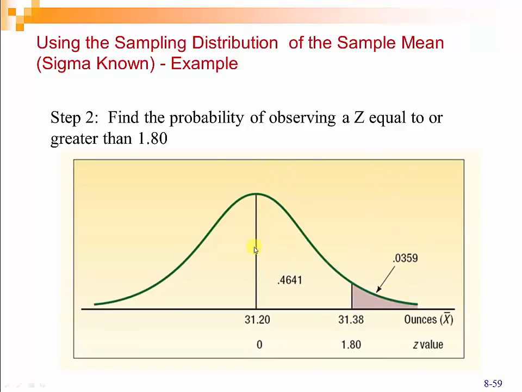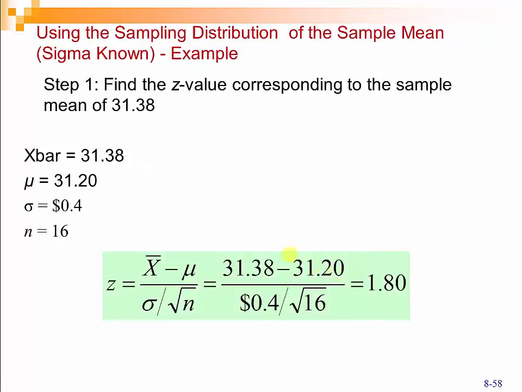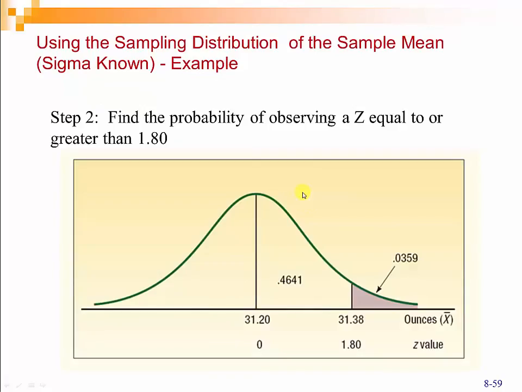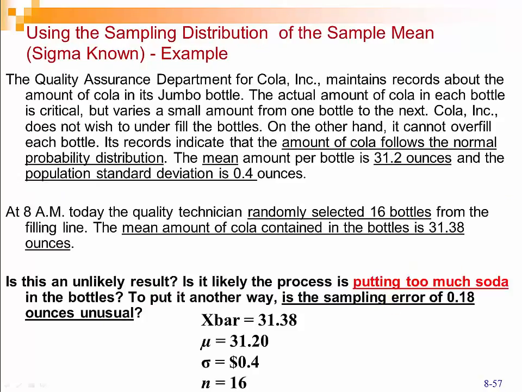But what is that really the probability value for? Well, remember, in our textbook, it goes from the mean out. So the probability is 0.4641 from the mean to this point here, up to the 31.38, which is what we got as our x bar. So if you remember back, we're looking at whether it is likely that the process is putting too much soda in the bottles.